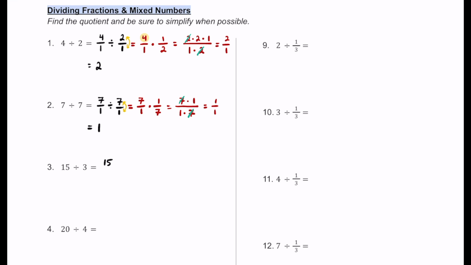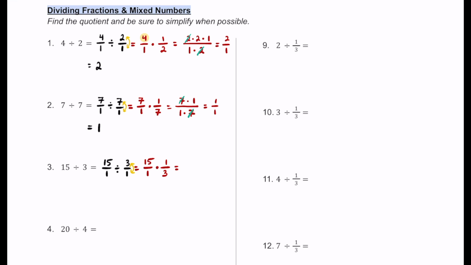So 15 is 15 over 1 divided by 3, which is going to be 3 over 1. Okay, we're going to rewrite this as a multiplication problem. So the first one's going to stay the same, 15 over 1. Then we're going to multiply, and we're going to reciprocate or flip this 3 over 1 to make it 1 over 3, just like that.